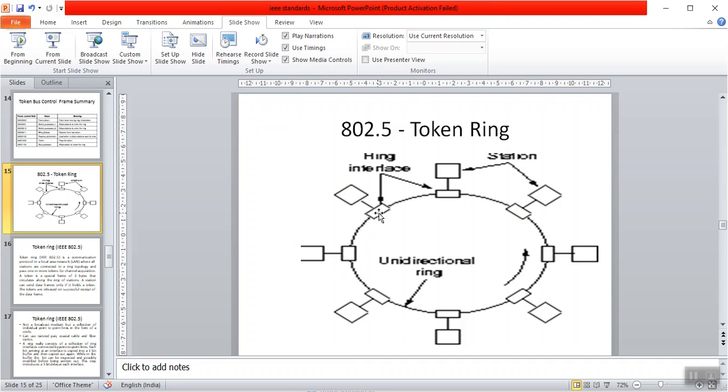These lines are point-to-point lines. So the token ring contains a collection of ring interfaces connected by point-to-point lines. A station which has a token can transmit frames into the network, and the frames will travel through the ring from the source machine to the destination, and will flow back to the source machine. Then the source machine can discard that frame.